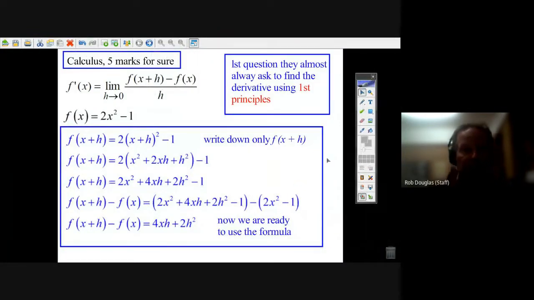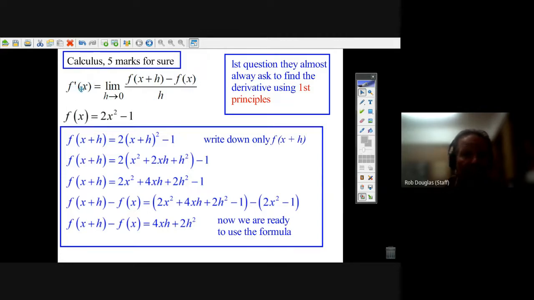Okay, this is the calculus part of the rescue plan, and let's just start. You always get a question. In fact, they always ask this question to find the first derivative. And when they use the word first principles, you need to write down this formula.